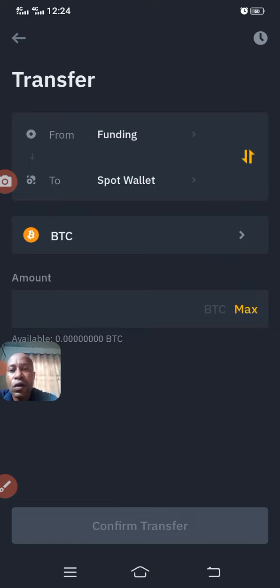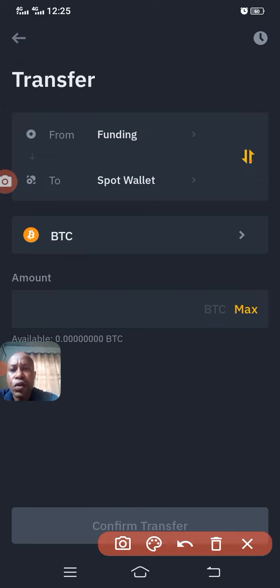Now, look at the second line where it is showing you BTC. Remember that BTC is not what I bought. Now I have to click.